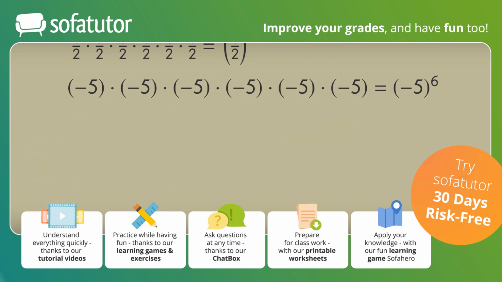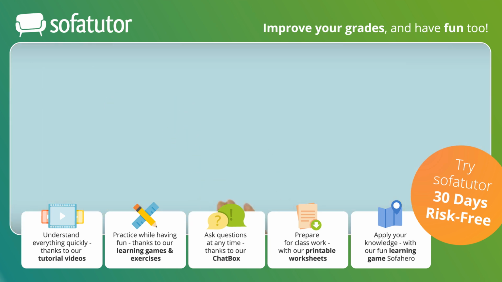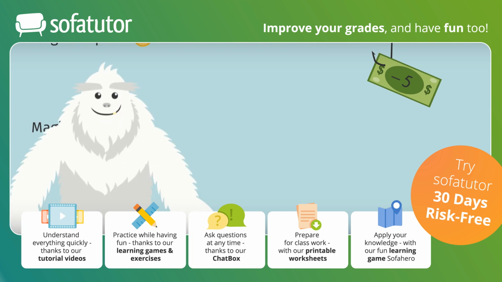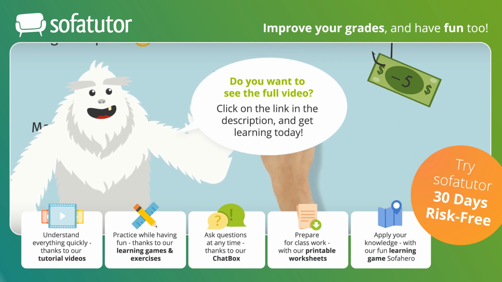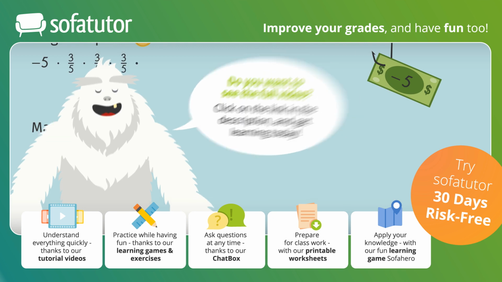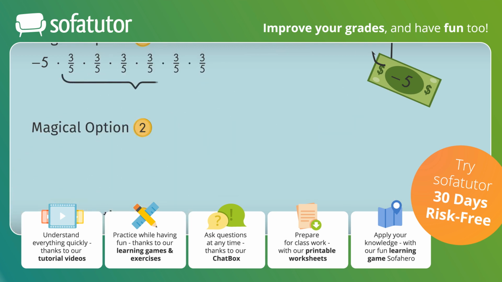Let's check back in with Wade and Skeeter. They started the day $5 in debt. That means they have -$5. The talking fish gives them 3 magical options to choose from. Let's see if we can use exponential notation to evaluate them. The first option is to multiply their money times 3/5 every day for 6 days. We can write that as -5 times 3/5 multiplied by itself 6 times.